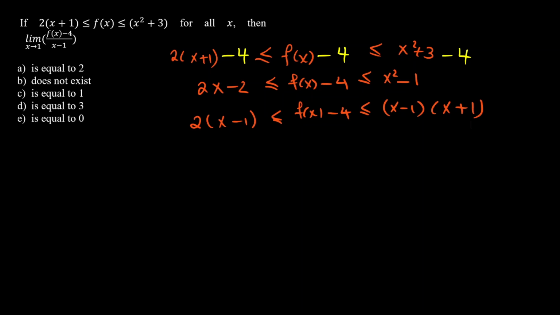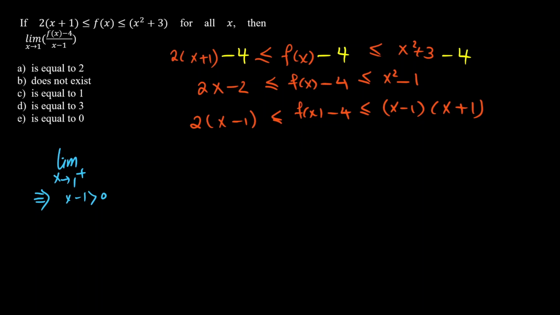Now, if I divide by x minus 1, the problem here is I do not really know whether x minus 1 is positive or negative. So in this case, I will consider the two sides of the limit, which means the limit as x goes to 1 from the right hand side and the limit as x goes to 1 from the left hand side. Now, in the case that I take the limit as x goes to 1 from the right hand side, I know that x minus 1 has to be, of course, positive because x is more than 1. And therefore, if I divide by x minus 1, nothing will happen to the direction of the inequalities.